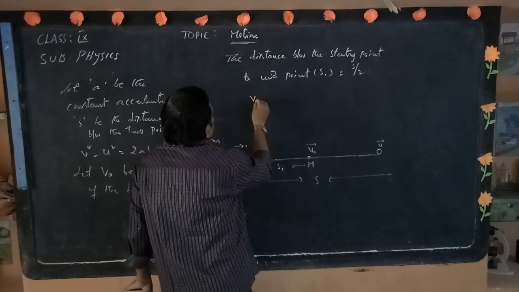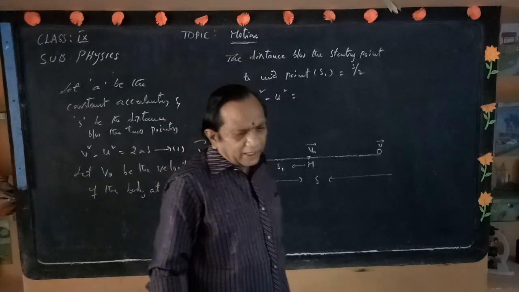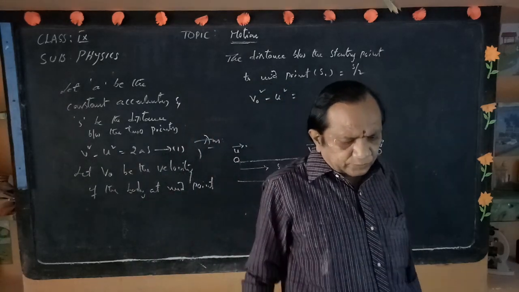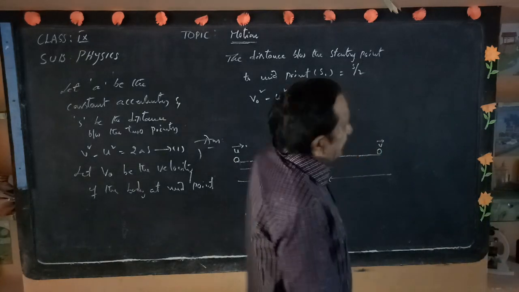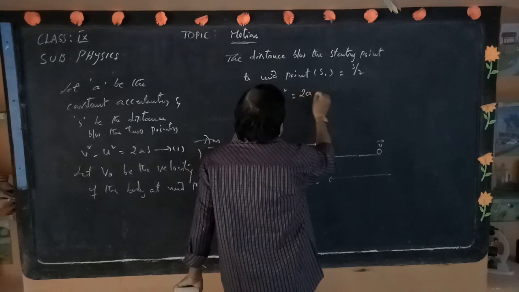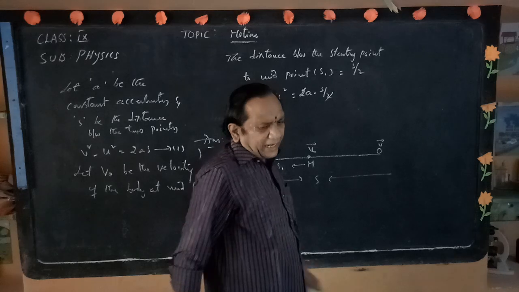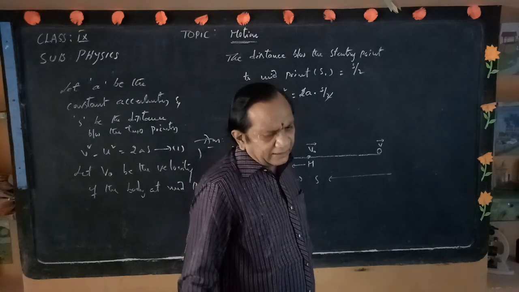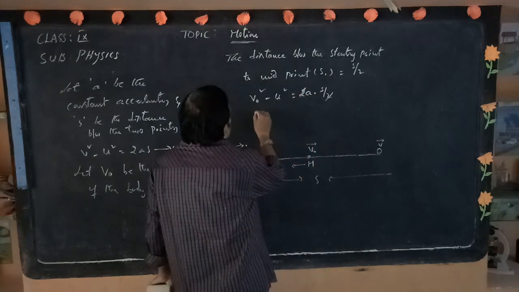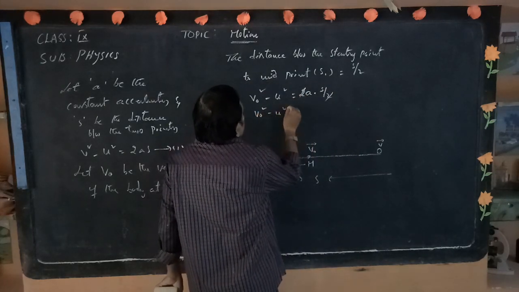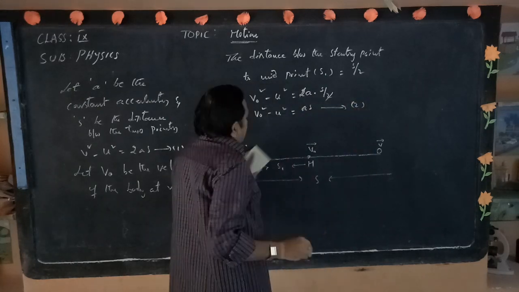Now I apply these values in the equation. V square minus U square is equal to 2a into s by 2. So 2 gets cancelled. After cancellation, what do you get? V square minus U square is equal to as. That is equation number 2.